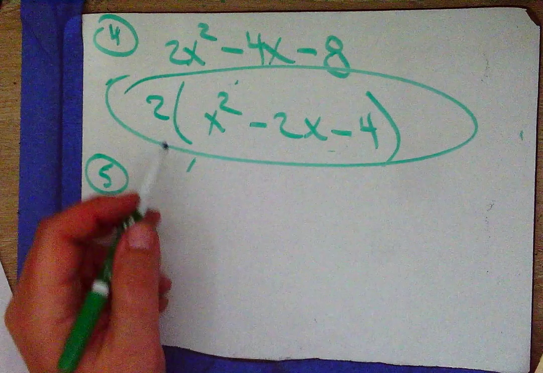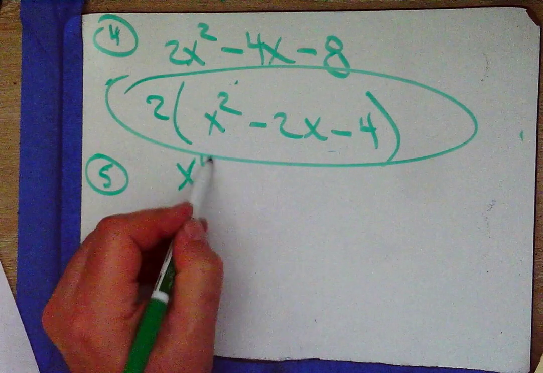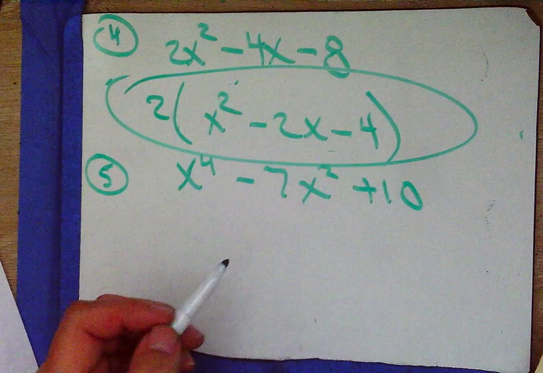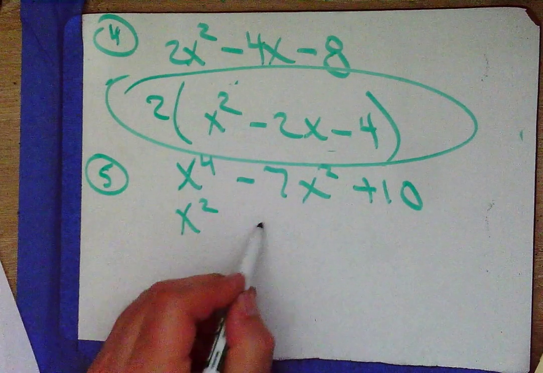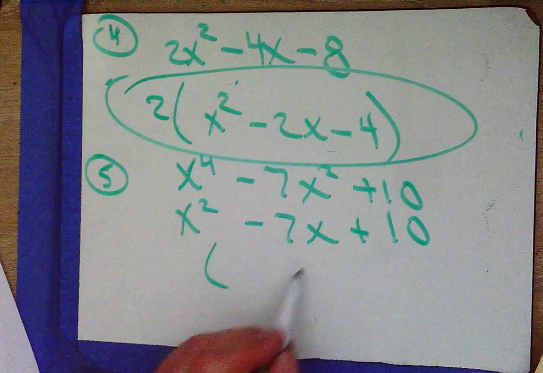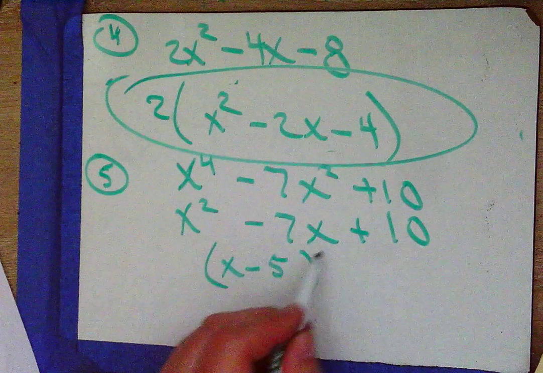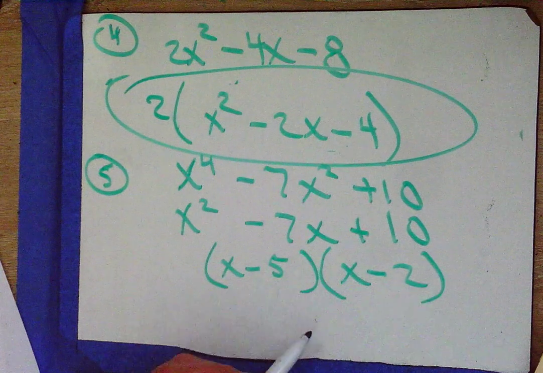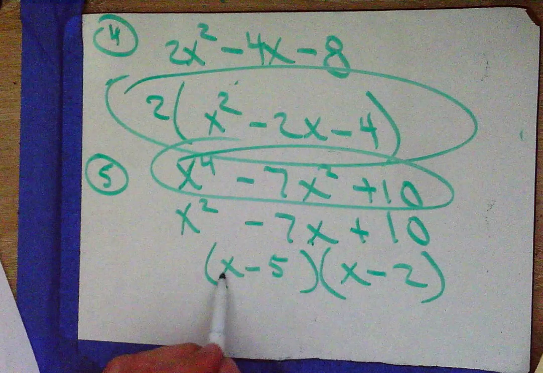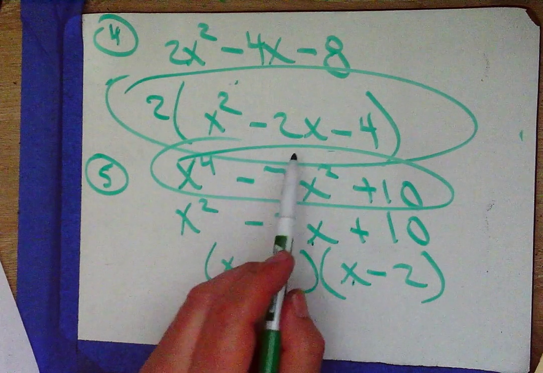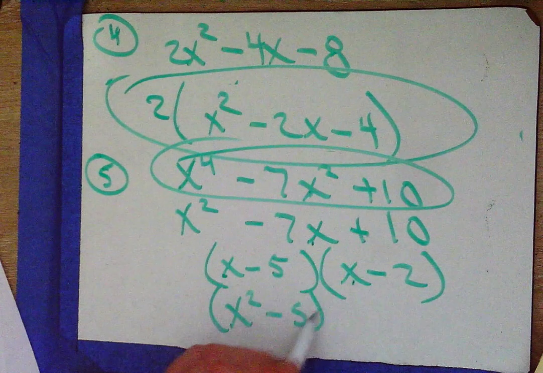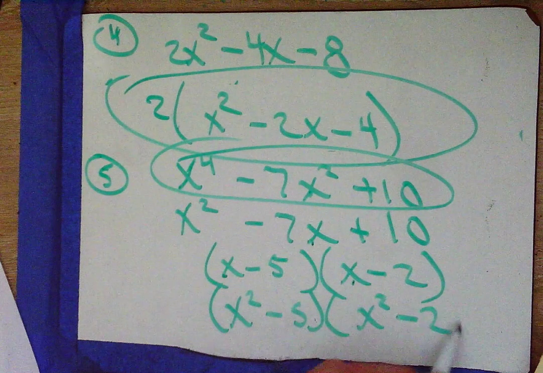Problem number 5, the last one on this station, is x to the 4th minus 7x squared plus 10. Remember, this is going to follow the same pattern as this one, and this one factors as x minus 5 times x minus 2. So now how does that one factor? Well, see that x? That's what's here and here. So what do we have there? We have an x squared. So ours is going to be x squared minus 5 and x squared minus 2.